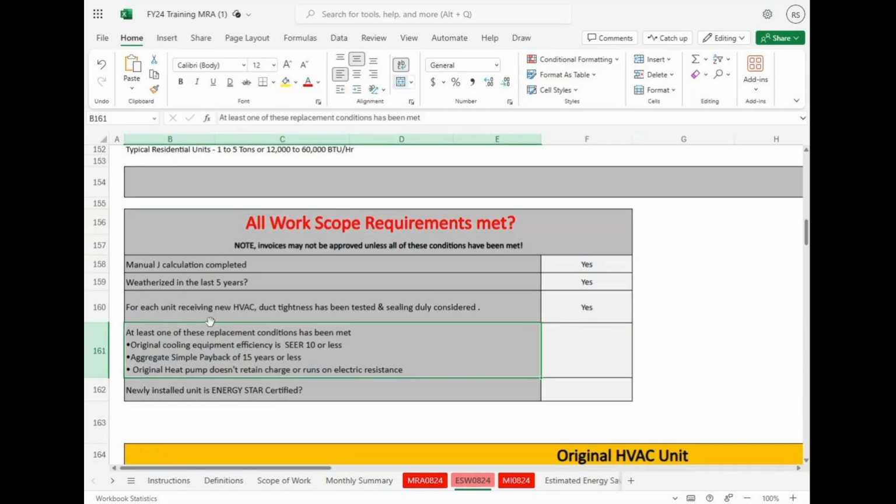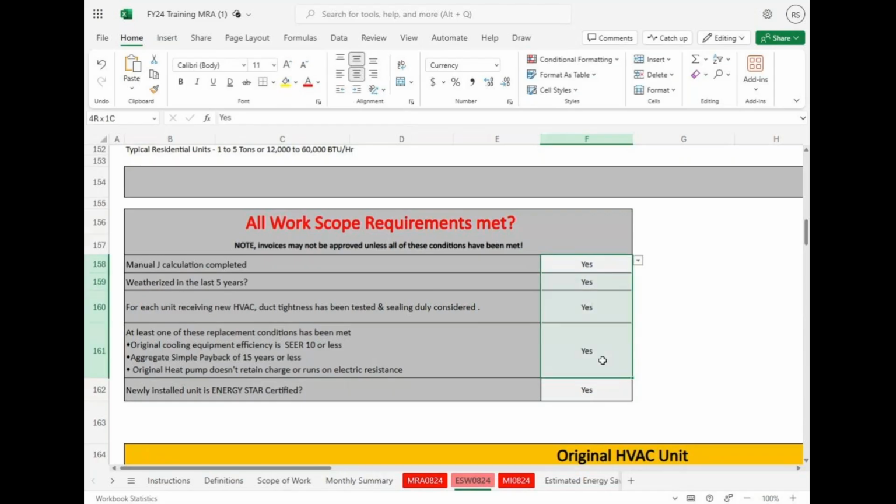The other prerequisites, one of these must be met before HVAC can be replaced: is the existing equipment largely non-functional, broken down? Is it a 15-year payback or less? Or is the original unit not working at all? And then finally, is the unit Energy Star certified? As an energy efficiency program, we do pay for the extra energy efficient equipment, because minimum efficiency just doesn't meet the program requirements. So that's a really important tenet of the program.